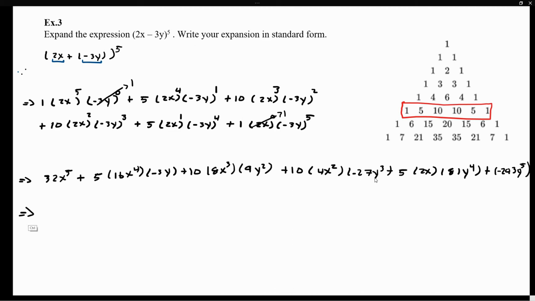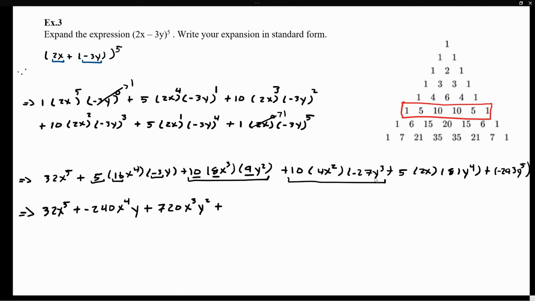And now let's just clean this up. So it becomes 32 x to the fifth plus, and we multiply all the coefficients, 5 times 16 times negative 3. That's equivalent to negative 240 x to the fourth y, plus, on my next term, if I multiply all the coefficients, 10 times 8 times 9, that's equivalent to 720 x to the third, y to the second, plus, then take a look at the next term, 10 times 4 times negative 27, that's negative 1080, so x to the second, y to the third.